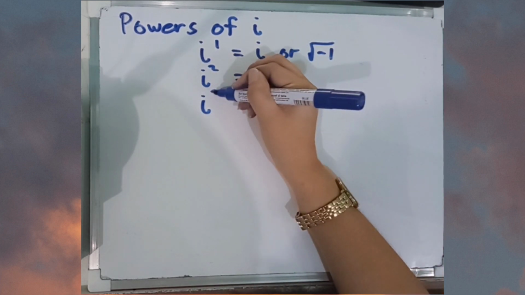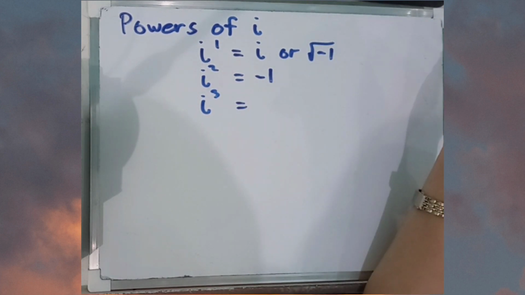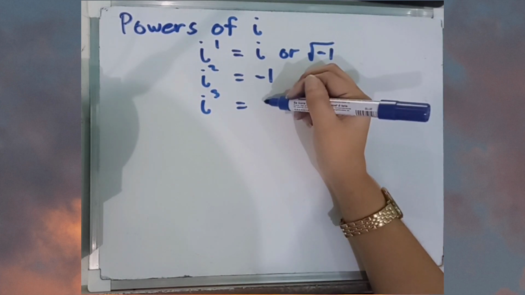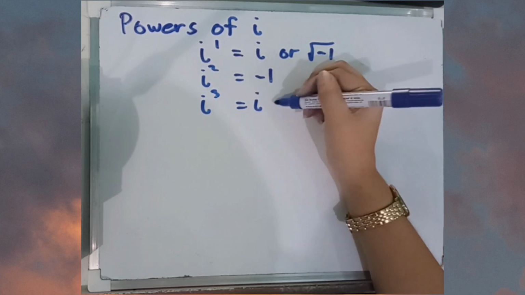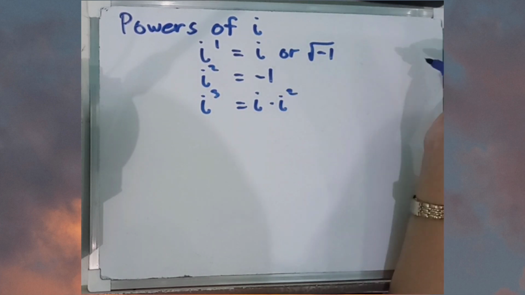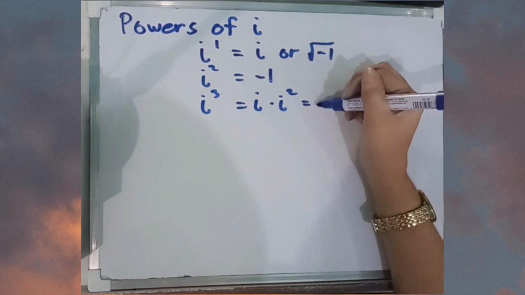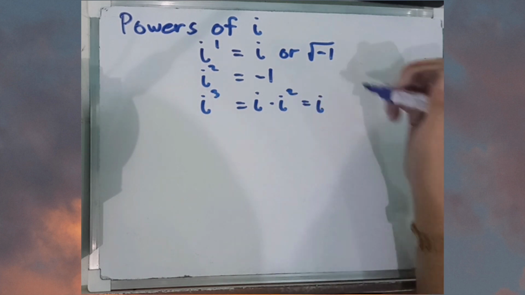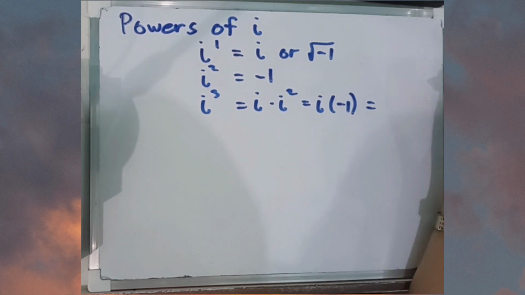If we have i cubed, let's try to rewrite that one as i times i squared. Now, i is simply i, and i squared is equal to -1. So that will be equal to -i.